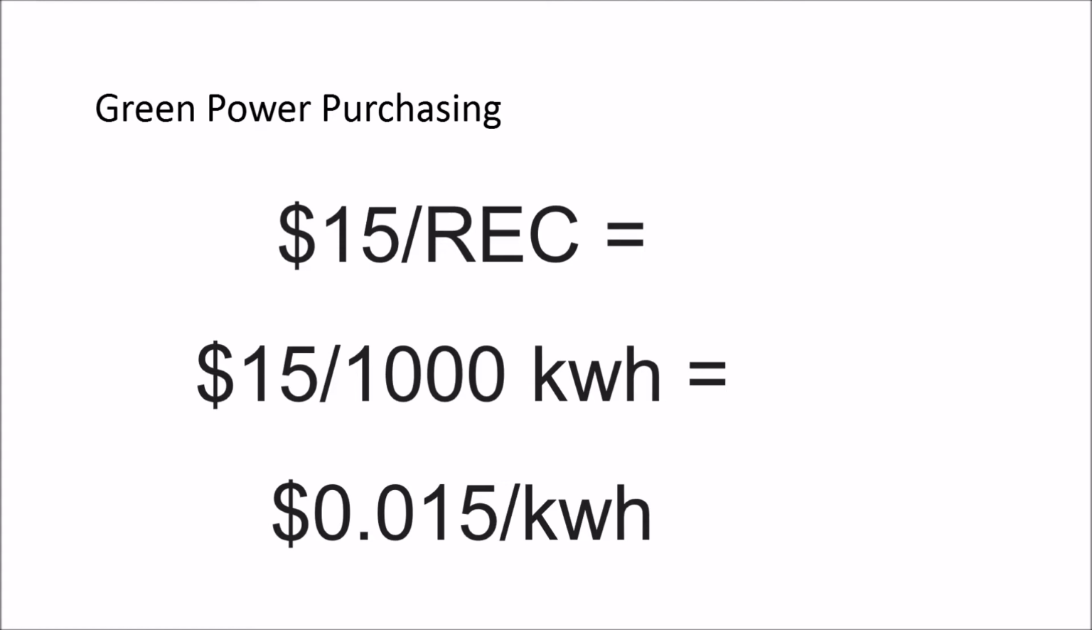So for $15 per REC, $15 for 1,000 kilowatt hours, that brings you down to $0.015 a kilowatt hour. And remember, your electric bill in Alabama is about 11 cents a kilowatt hour. So to voluntarily increase your electric bill by 16 or 17% for renewable energy is a lot, but they're not selling a 100% renewable option. They're only selling 1,000 kilowatt hours. The average home in the United States uses 11,000 kilowatt hours a year.